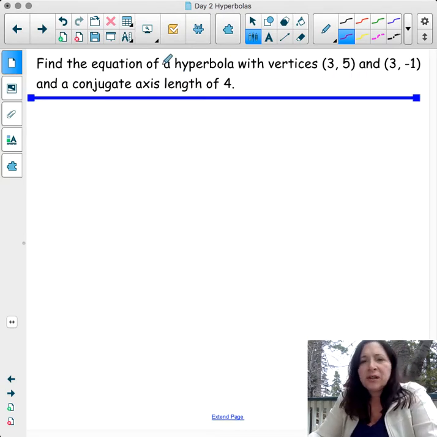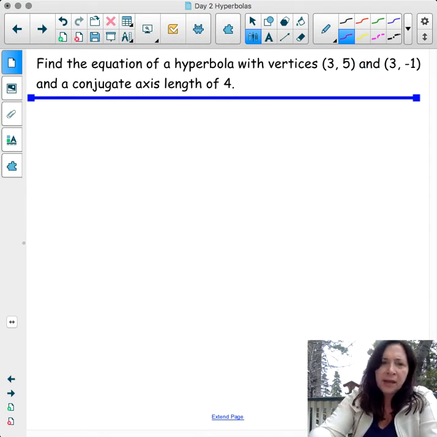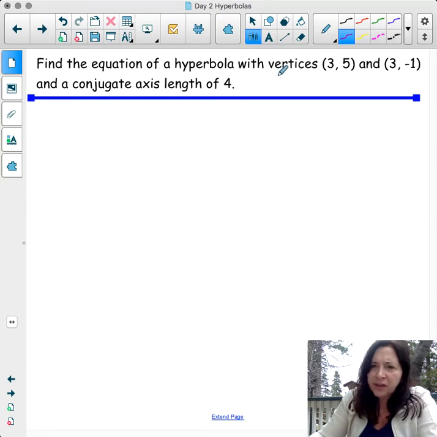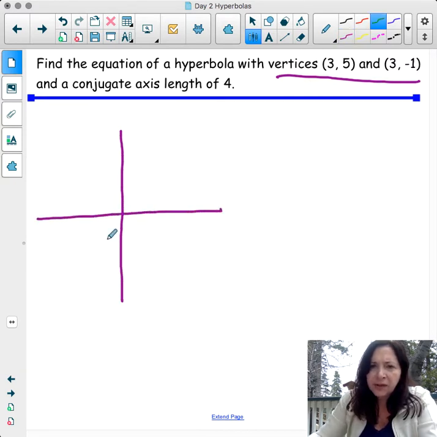So find the equation of a hyperbola that has vertices of 3, 5, and 3, negative 1. So that means those are the points that hold my arcs. So I'm going to draw my graph first. I'm going to draw in my vertices, and that's going to be 1, 2, 3, 1, 2, 3, 4, 5. So I've got this point right here at 3, 5, and then I've got this point at 3, negative 1.